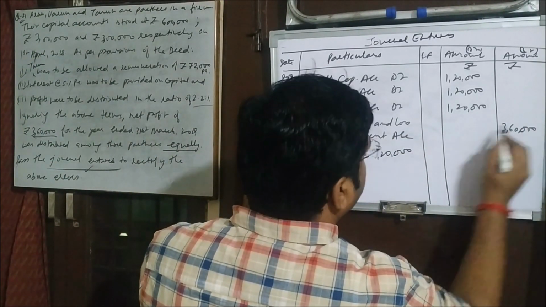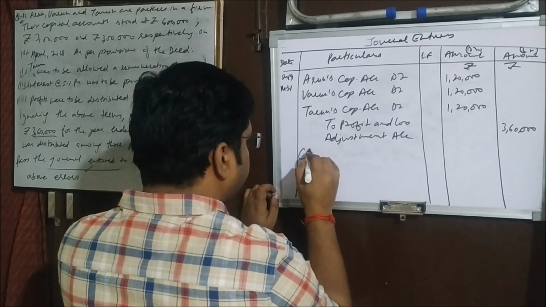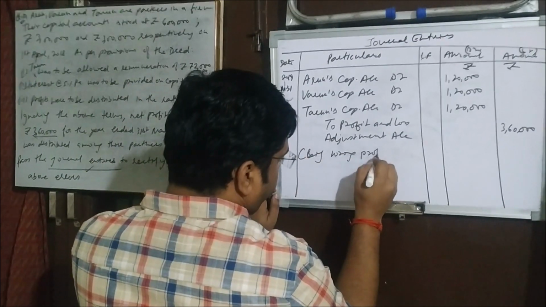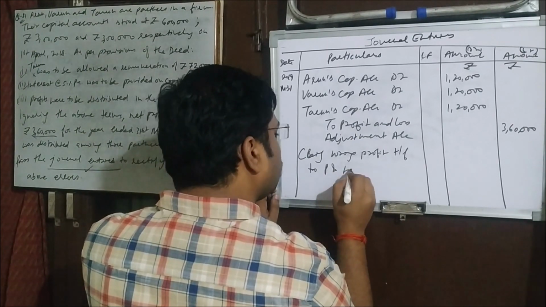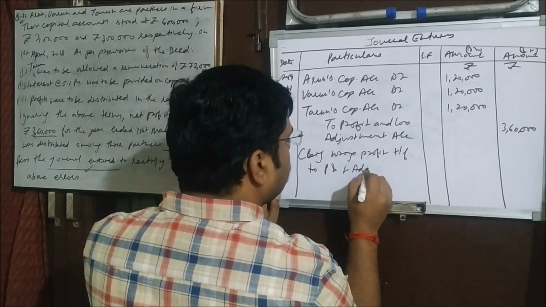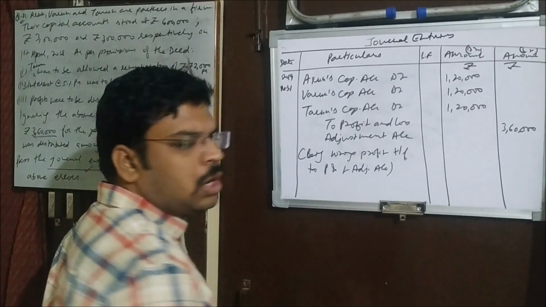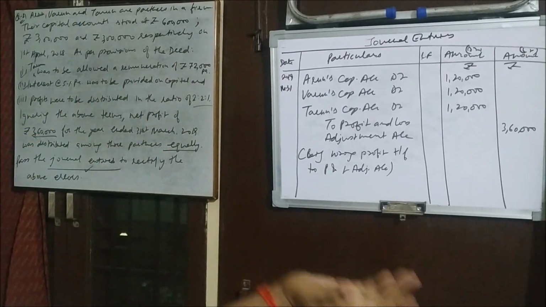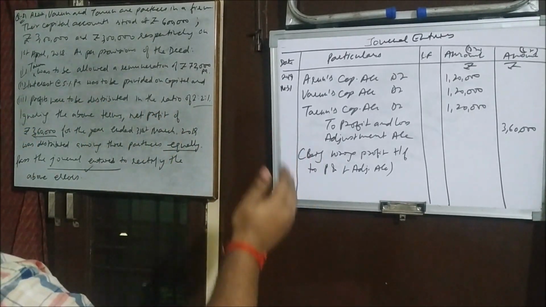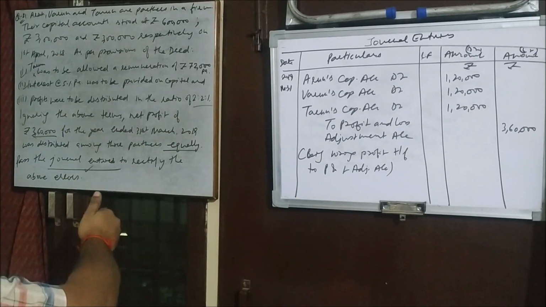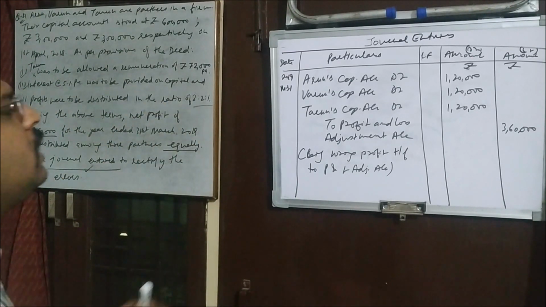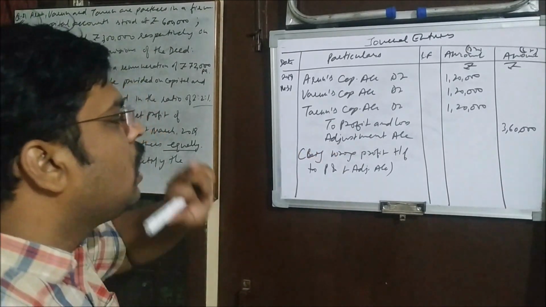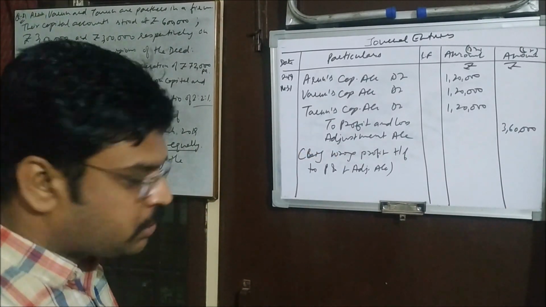We'll write the narration here. Being profit transferred to profit and loss adjustment account. All right, so this is the way to take the profit back. Now we'll do the correct adjustment and thereafter again we'll distribute the profit, and everything will be done in this account only because this is open for temporary purpose.